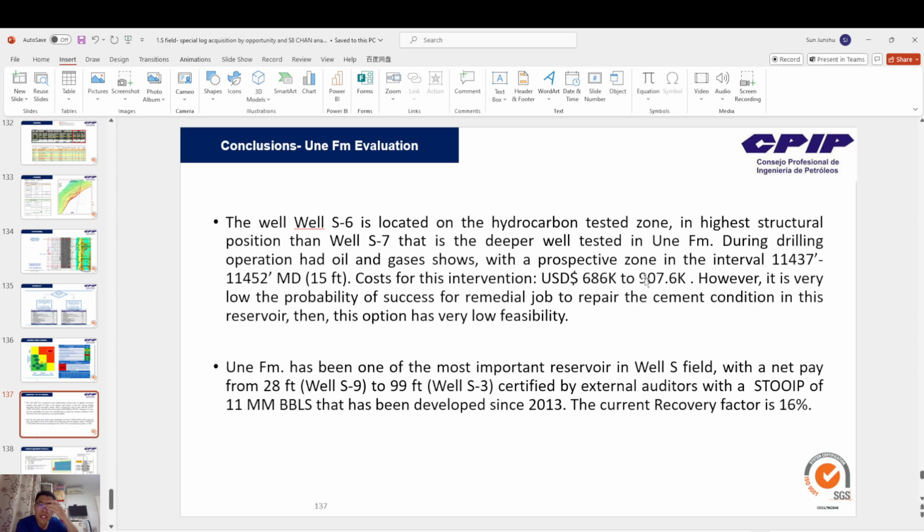Woolley Formation has been one of the most important reservoirs in S field, with a net pay from 28 feet to 99 feet, certified by external auditors with a STOIIP of 11 million barrels that has been developed since 2013. The current recovery factor is 16%.